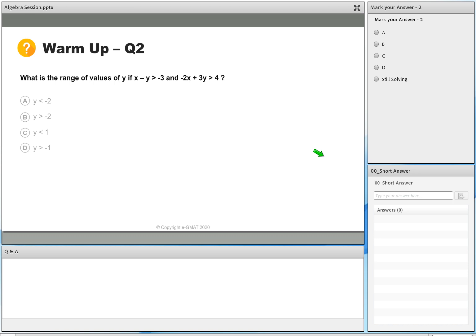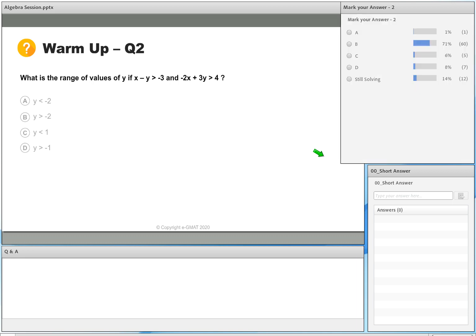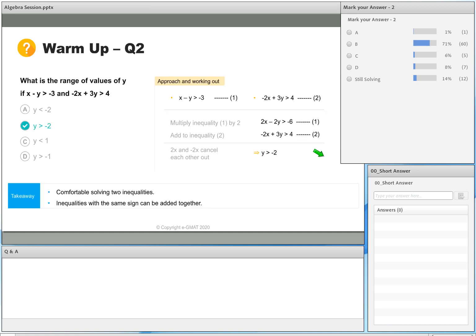Ten seconds before I end the poll. All right, and I'm ending the poll here. Okay, let me show you the results now. So the majority this time, 71%, almost the same accuracy as last time, went with B. That is the correct answer. Good job, everyone. Let's discuss this.